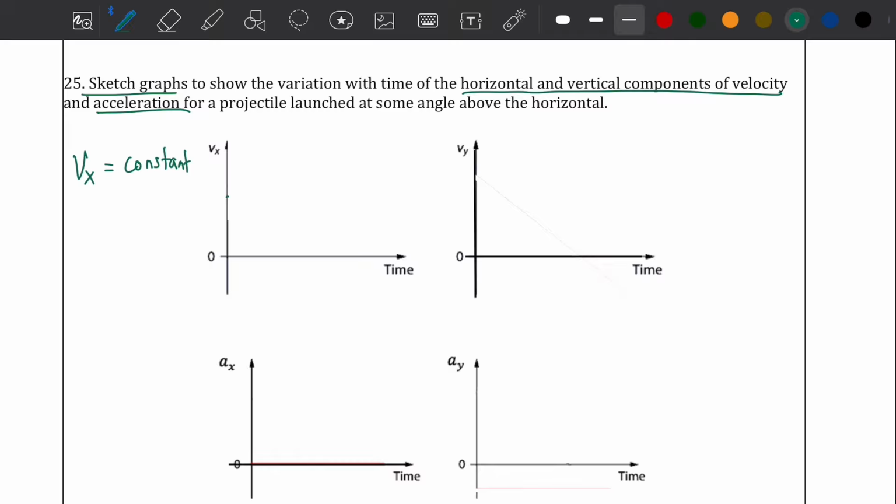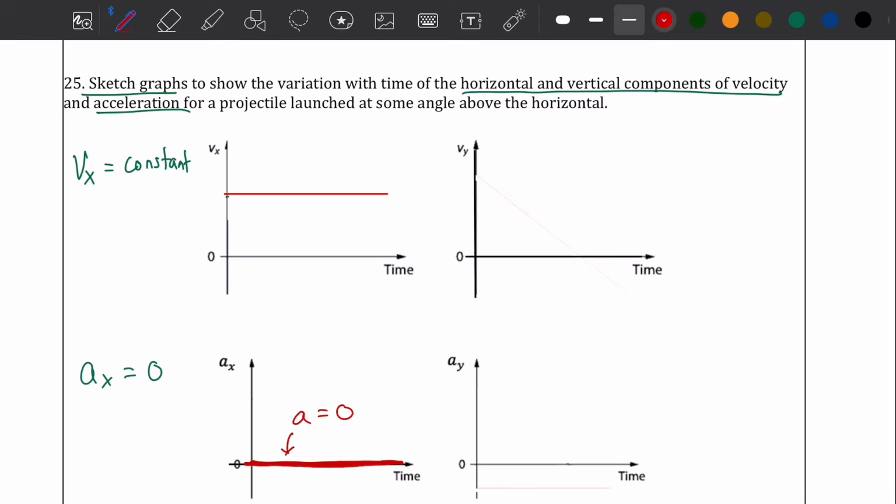So for Vx, we'll have the graph just a straight line parallel to the time axis. And obviously, if Vx is constant, then Ax must be 0, because the velocity in x direction is not changing, so acceleration must be 0. So that will be a line which we draw on the time axis to show that acceleration is 0.